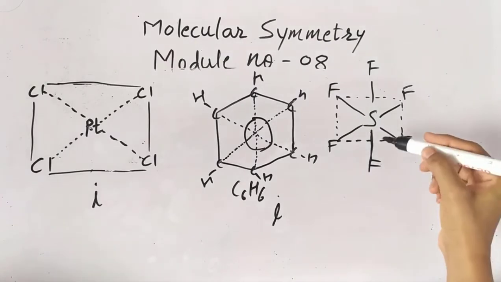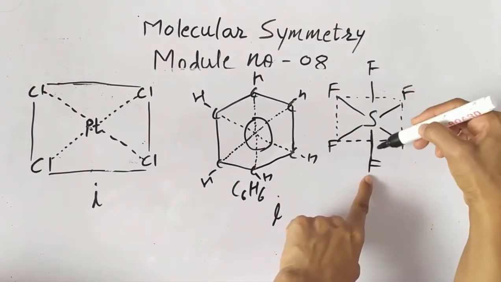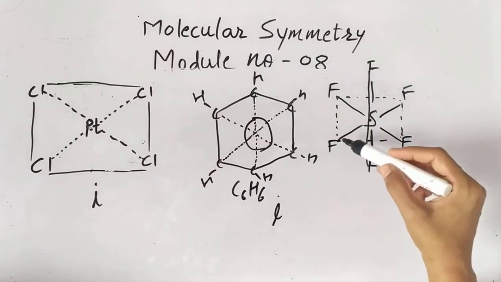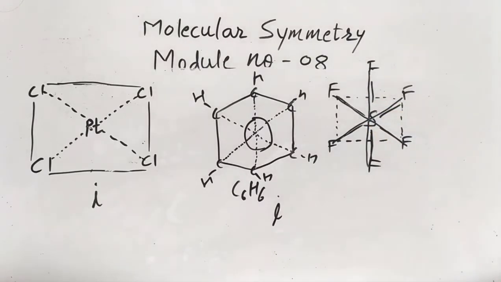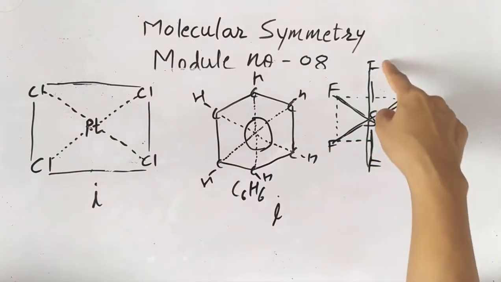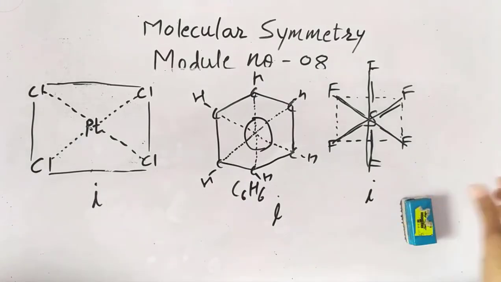Again, the same is the case with SF6. Opposite to this fluorine there is another fluorine. There will be the center, and of course all the fluorine atoms are present at equal distance and in the opposite direction to each other. So the SF6 molecule having octahedral geometry also possesses a center of inversion. I hope it is very clear to you because it is the simplest symmetry element.